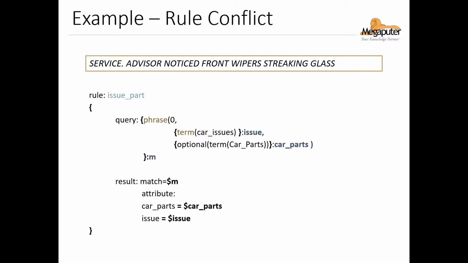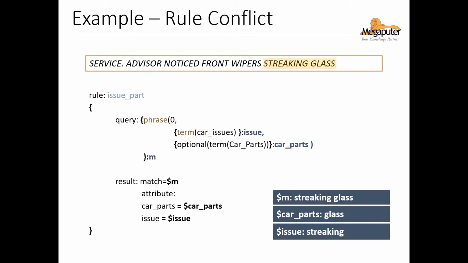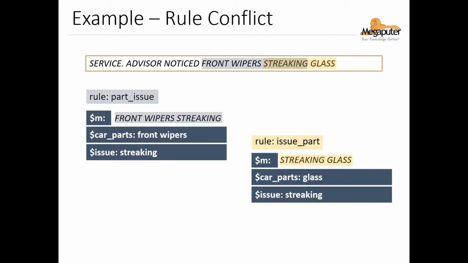Now if we write a second rule called issue part to cover the previous example, what happens with our original text record? As you can see, we're now capturing streaking glass, where streaking is the issue and the part is now glass. In other words, our two rules are now overlapping. We see part of our first rule intersects part of the second rule, and we only want to keep one of these matches, in this case the first one. So let's see how we can do this with our entity extraction conflict resolution.